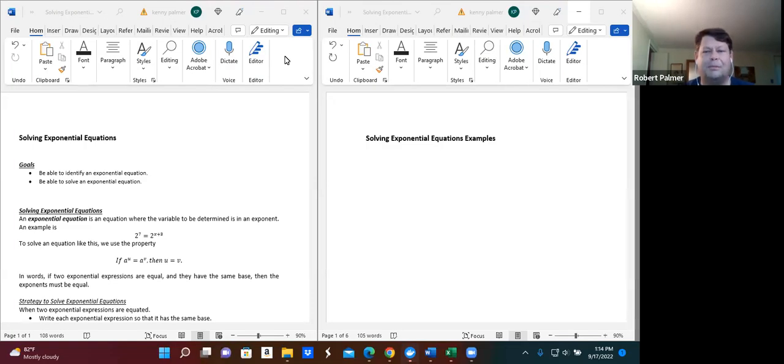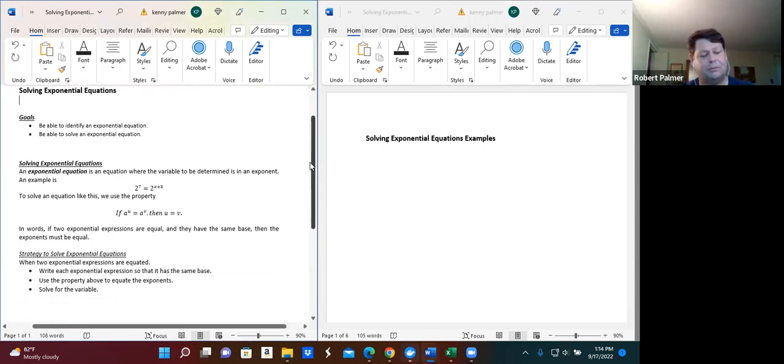Hello, everyone. Welcome back. Today, we want to talk about solving exponential equations: what an exponential equation is first, and then how to solve it. So our goals are to be able to identify an exponential equation, and then to solve it. We'll take a look at both, and we'll look at a couple of application problems.